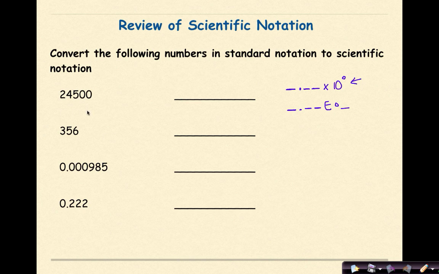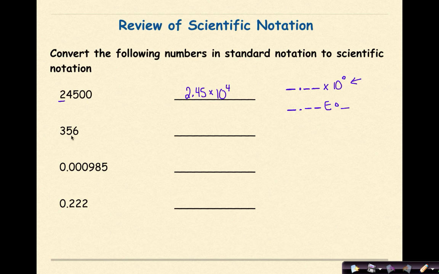So again, let's look at our first number, 24,500. So I look at this number is greater than 1, so this 2 is going to be the number in my ones position. So I'm going to have 2.45 times 10 to the, and because it is a positive number, my exponent will be positive, so this is going to be 10 to the 4th. Let's look at the next one.